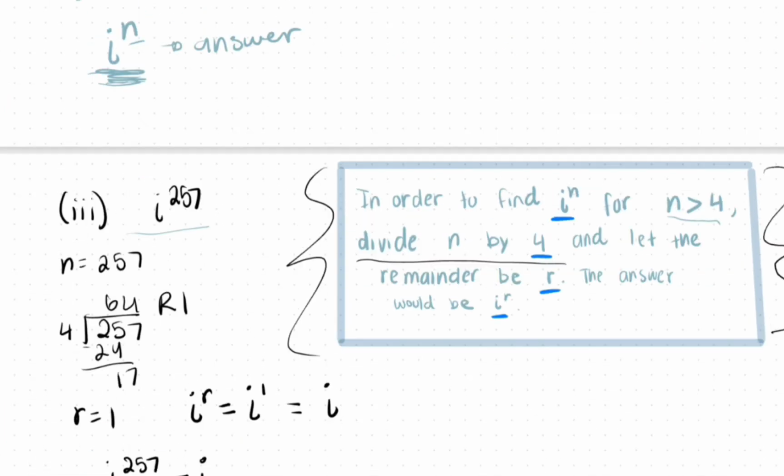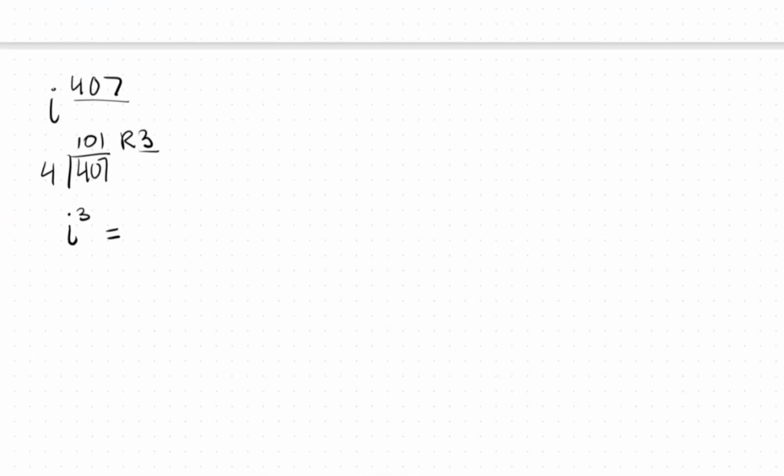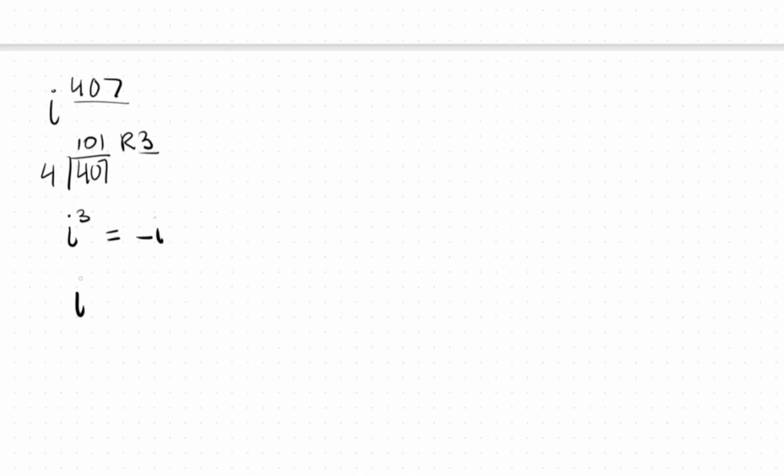Let's take i to the power 407. Once again, you divide n, which is 407, by 4. So 407 divided by 4 is 101, and the remainder is 3. Then our answer is i to the power of r. R here is 3, so we get i cubed, which up here we saw is equal to negative i. So therefore, i to the power of 407 is equal to negative i.